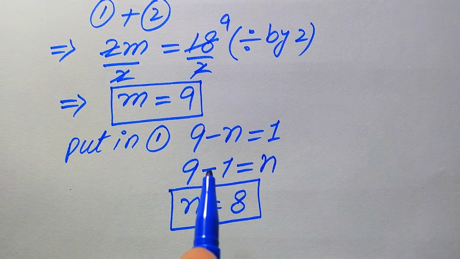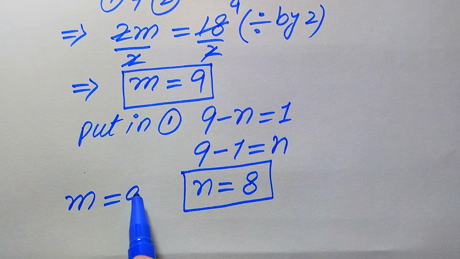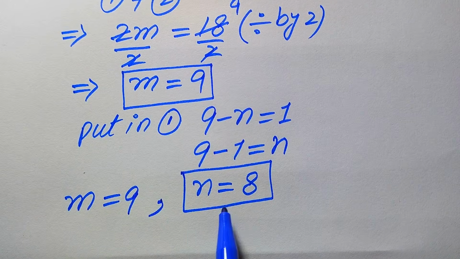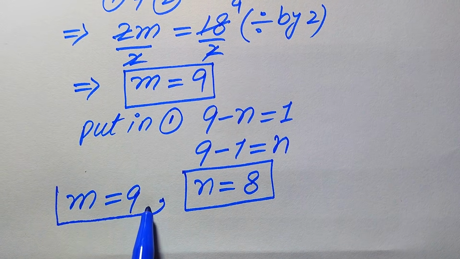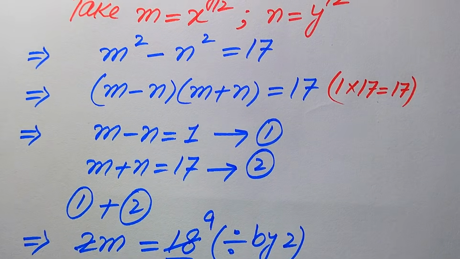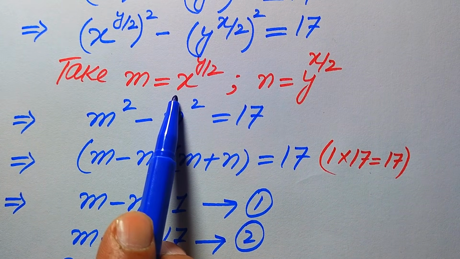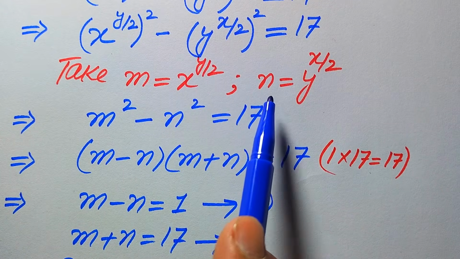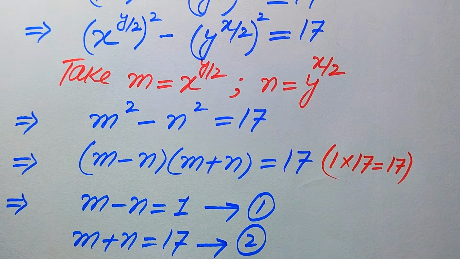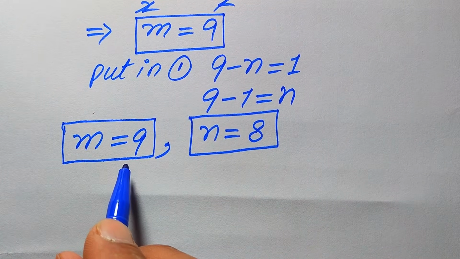So here we obtain both of these two values. The value of m is equal to 9 and the value of n is equal to 8. So these are the two values of m and n. And now we move backward and we substitute the above values of m and n here. So this is the value of m equals x to the power of y over 2 and the value of n is equal to y to the power of x over 2. So we substitute both of these two values here.